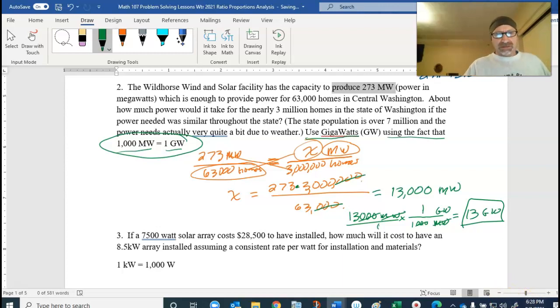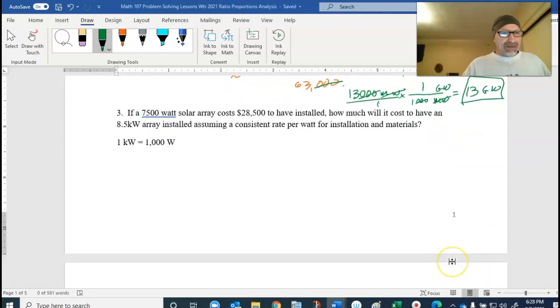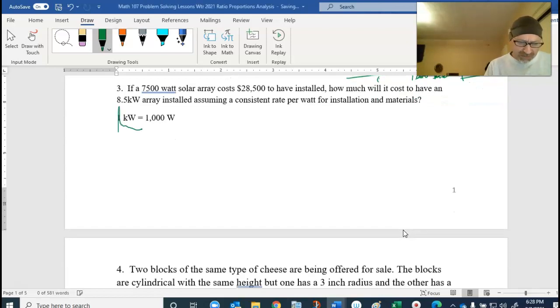Okay, let's move on to the next problem. So now, if a 7,500 watt solar array costs $28,500 to have installed, how much will it cost to have an 8.5 kilowatt solar array installed, assuming a consistent rate per watt for installation of materials?